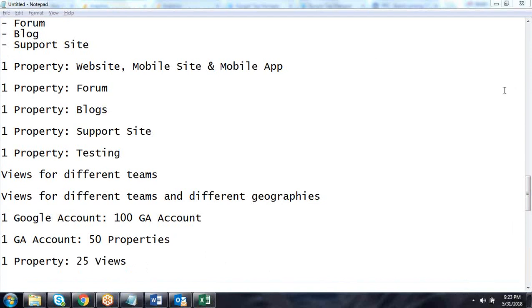Great. So within one Google account, through your one Gmail ID, you can create 100 Google Analytics accounts. Within each Google Analytics account, you can create 50 properties. Within each property, you can create 25 views. Make sense, Pooja? Yeah, Google gives a lot of things, and all this free of cost.